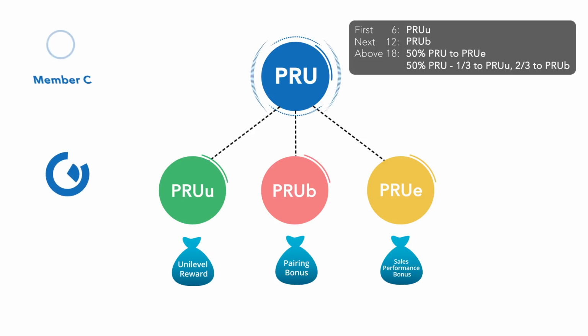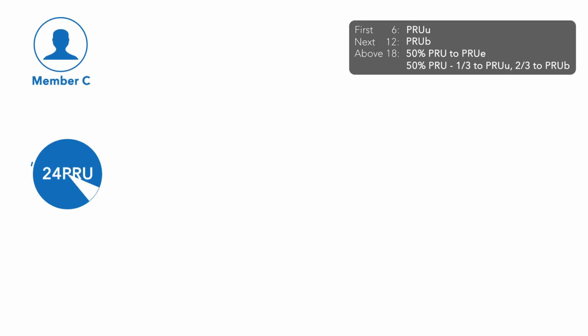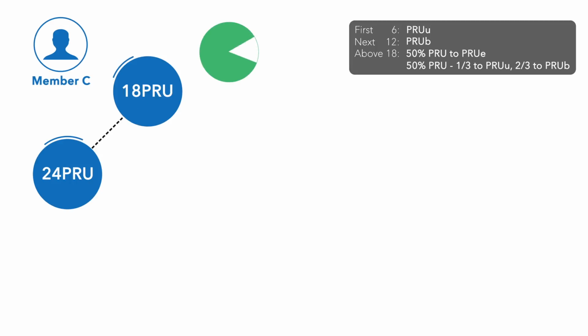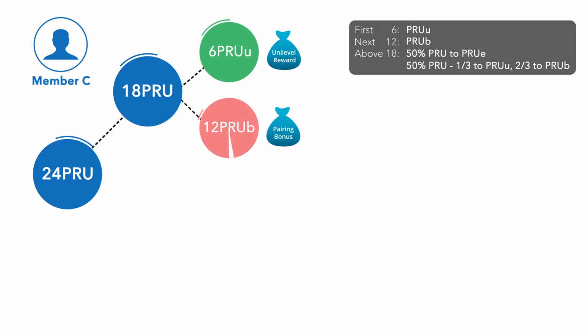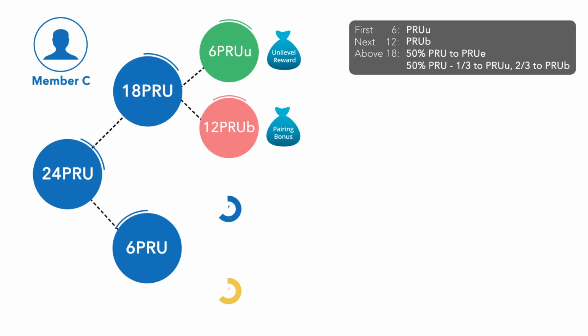logic. Now, what happens when member C has 24 PRU in a month? In this case, apply what we have learned previously. The first 18 PRU will be allocated as 6 PRUU and 12 PRUB. The extra PRU will be 6 PRU after the deduction of 18 PRU from 24 PRU. The 6 PRU is divided into 2.